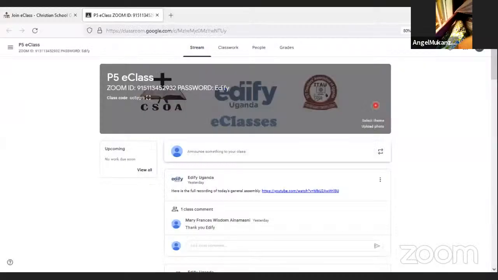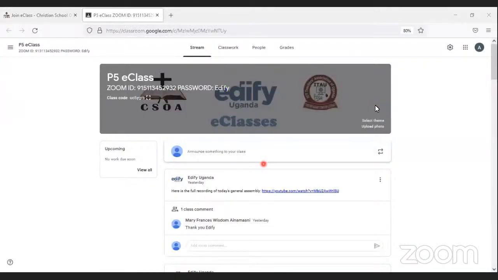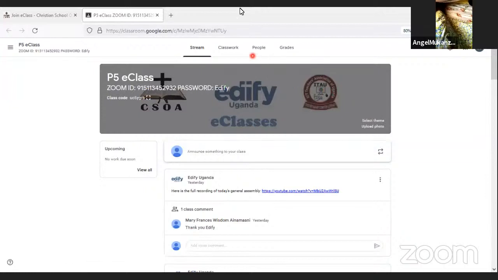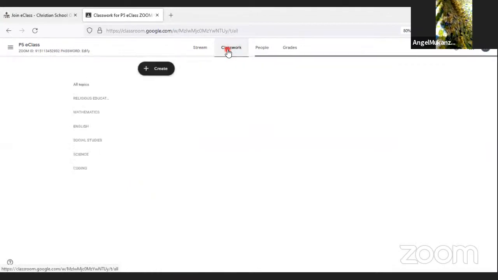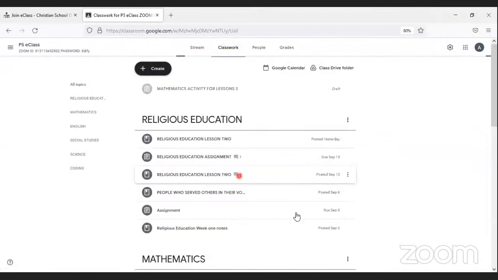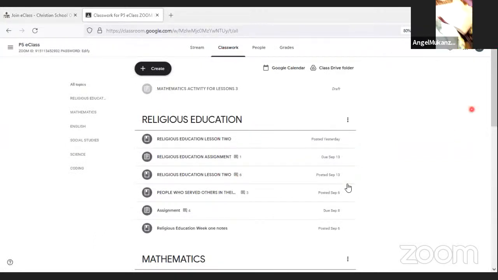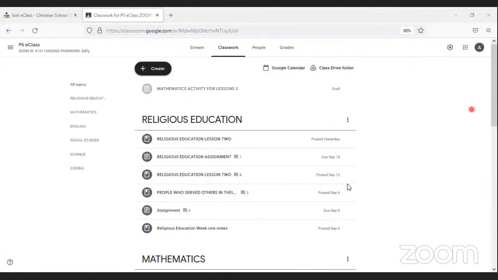It has taken me direct to the class. Okay. So when you go to the class now, you go under classwork. For your case, you go under classwork. When you click on classwork, there you find all the subjects. Angel, can you mute yourself? Okay. So there you find all the subjects, like mathematics.